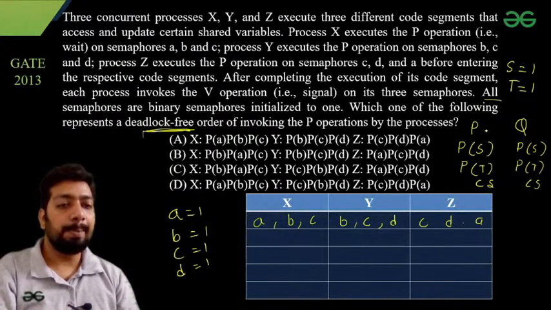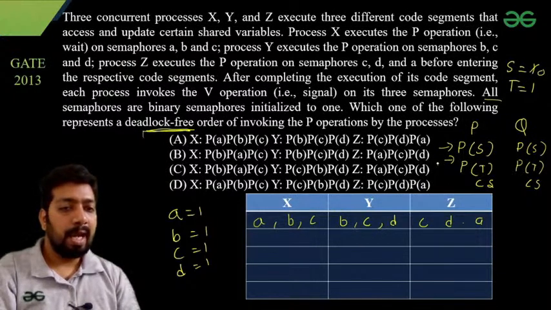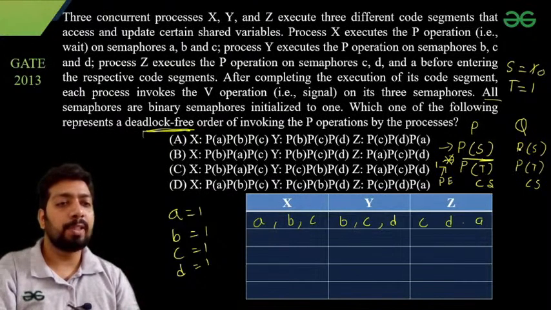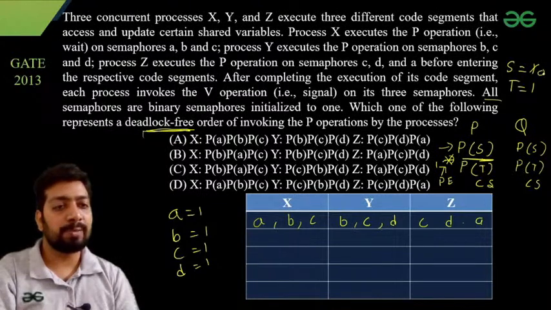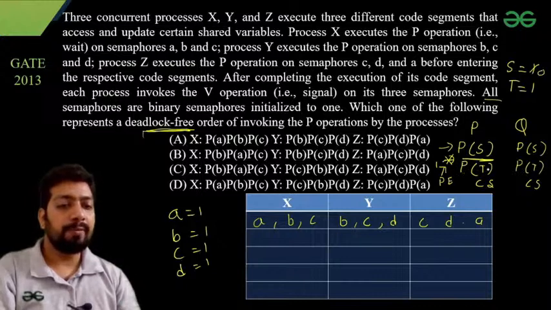So suppose process P is executed first, so it will execute this line, P of S. So the S value goes to 0. And after that, it is preempted. For preemption, I am using a star. So it is preempted and Q gets the CPU. Now Q wants to access the semaphore S, and it wants to perform the wait operation, but it will not be successful because the semaphore value is already 0. And after a certain period of time, Q will leave the CPU and process P will get the CPU, and it will perform the next instruction, which is P of T.